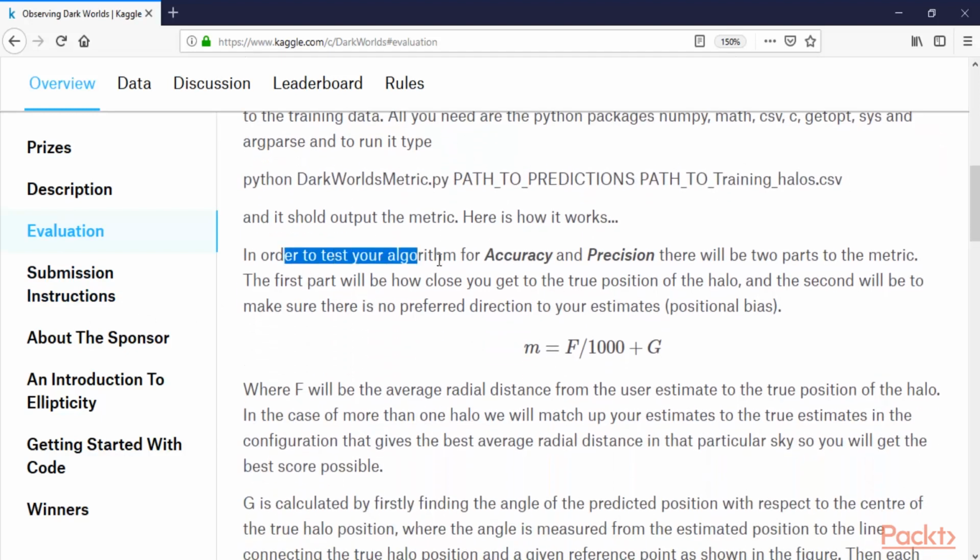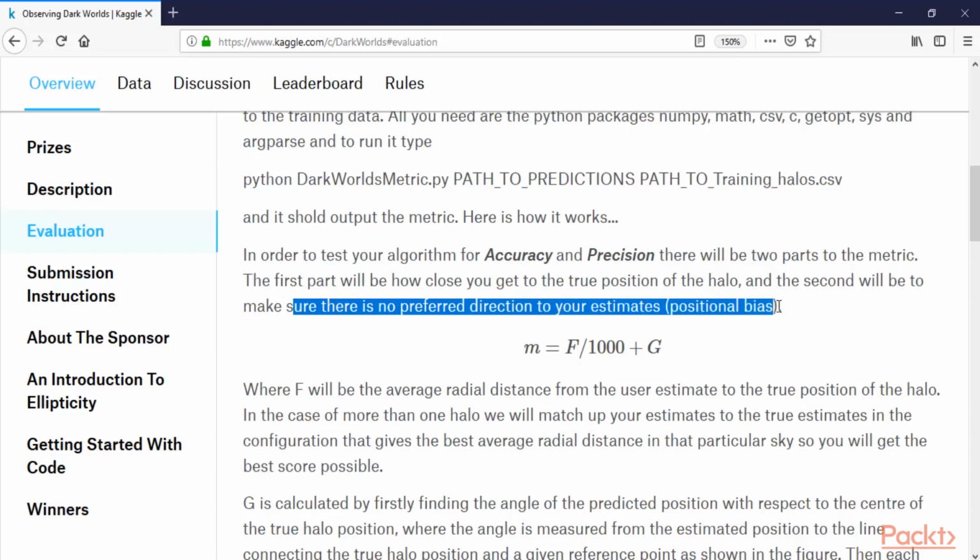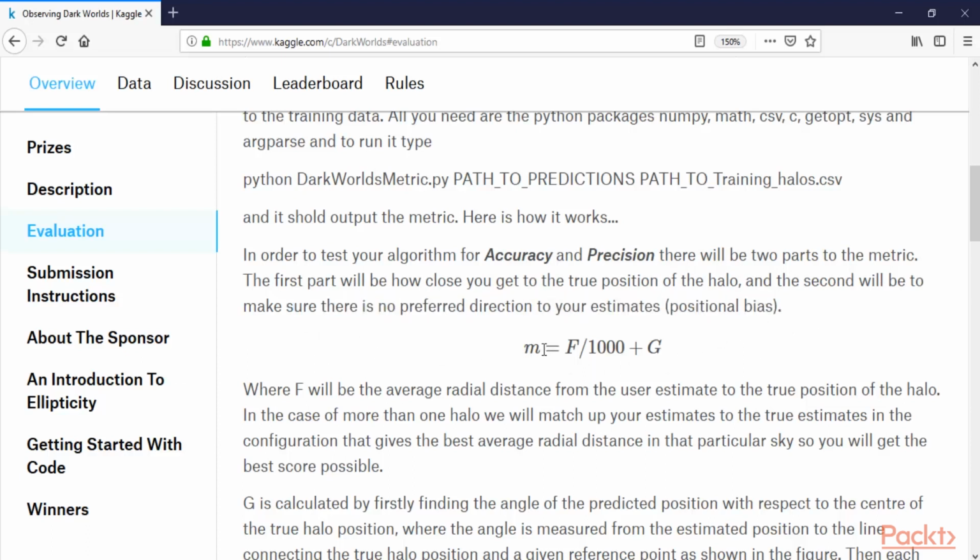In order to test your algorithm for accuracy and precision, there will be two parts of the metric. The first part will be how close you get to the true position of the halo. And second will be to make sure that there is no preferred direction of your estimates: position bias. This is the question here.